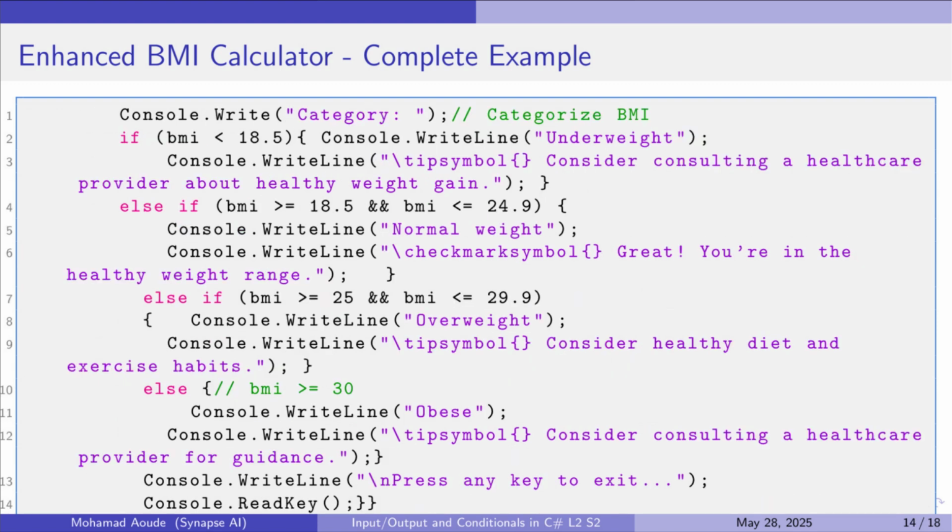Next, we classify the numeric result with a series of if-else statements: underweight for BMI below 18.5, normal between 18.5 and 24.9, overweight up to 29.9, and obese above that. We also display friendly messages for each category, demonstrating clear branching and user feedback.